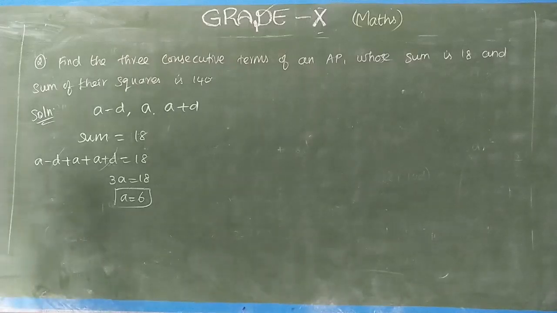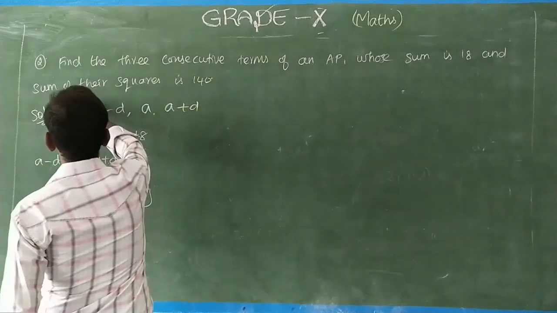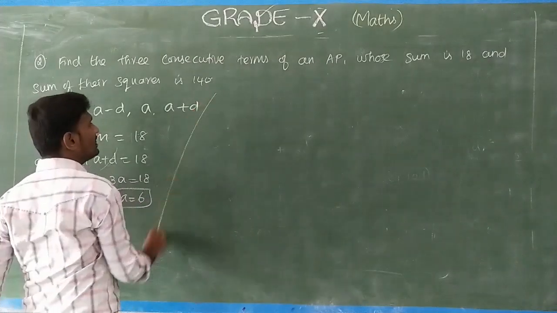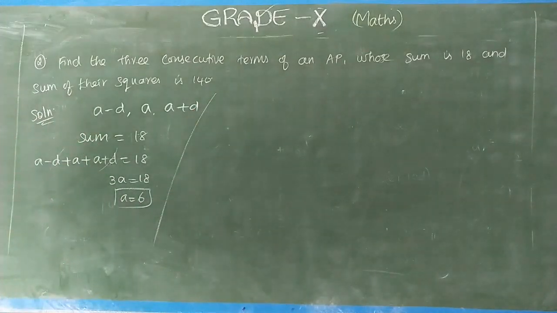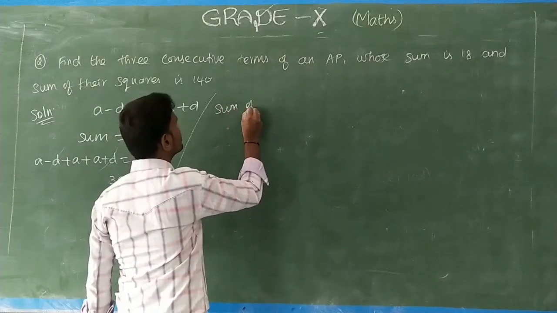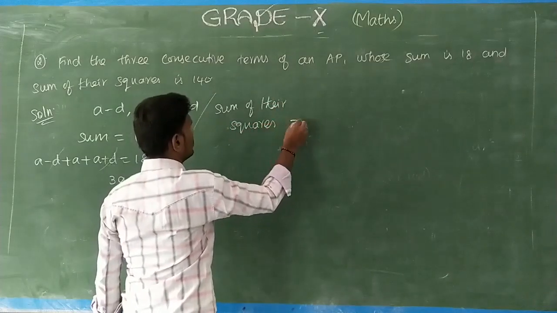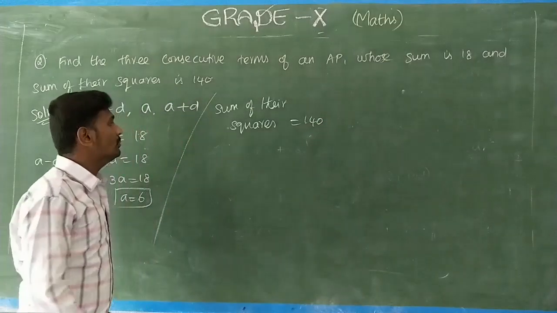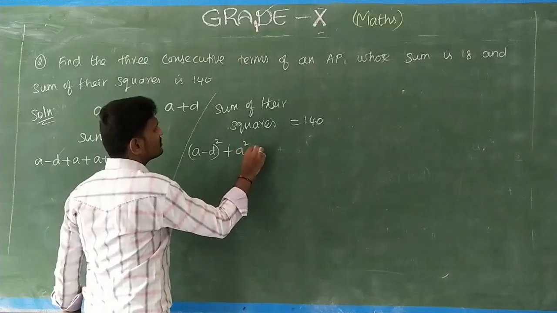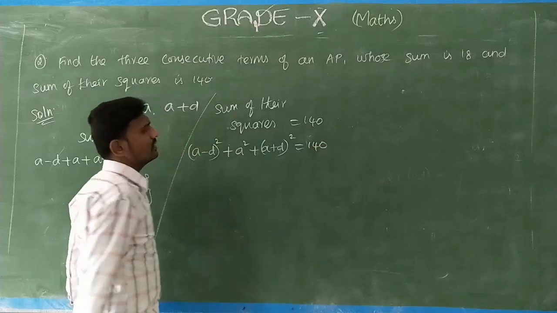Okay. Now I am going to find the value of the common difference using the sum of their squares. What do we mean by the sum of their squares? It is very simple. We need to square each of the three consecutive terms and then add them, which is equal to 140. Yes, students. Now I am taking the three terms: a minus d the whole square, plus a square, plus a plus d the whole square, which is equal to 140.